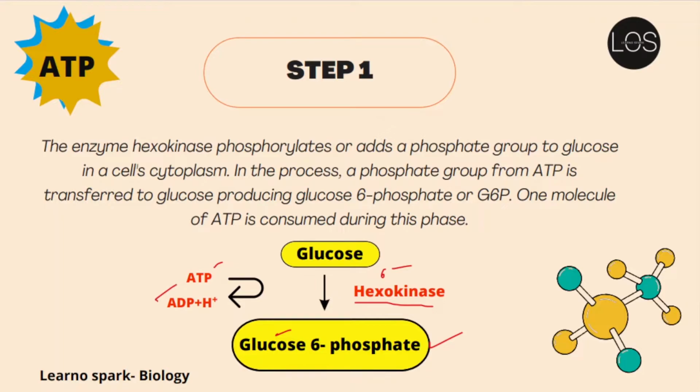The enzyme hexokinase phosphorylates, or adds a phosphate group to, glucose in the cell's cytoplasm. So this process is taking place in the cytosol of the cell. In this process, a phosphate group from ATP is transferred to glucose producing glucose 6-phosphate or G6P. One molecule of ATP is consumed in this process. As mentioned earlier, in the first phase of glycolysis, energy is actually consumed. So here glucose is converted into glucose 6-phosphate with the help of the hexokinase enzyme, and here one ATP is used and it gets converted into ADP.